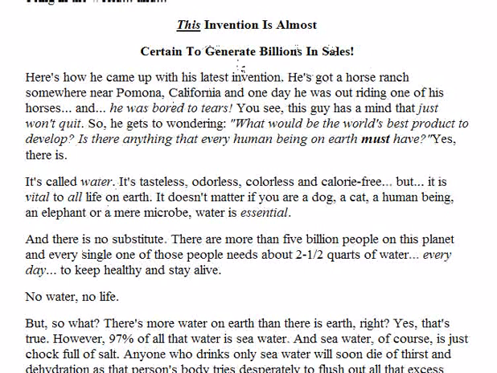Now, this invention is almost certain to generate billions in sales. It's a projection. And here's how we came up with the latest invention. He's got a horse ranch somewhere near Panama, California, and one day he was out riding one of his horses, and he was bored to tears. You see, this guy has a mind that just won't quit. So he gets to wondering, what would be the world's best product to develop? Is there anything that every human being on earth must have? Yes, there is. It's called water.